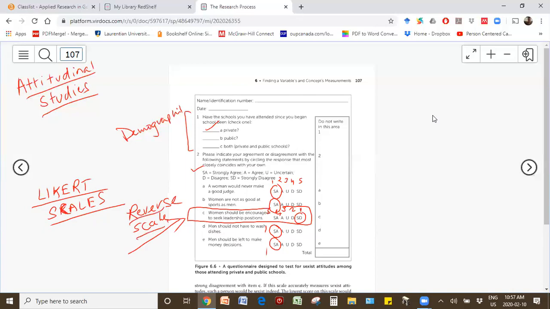Can you think of why you would want to reverse a scale on an attitudinal survey? Why would you want to reverse the scale? They didn't do it just for fun. They did it for a reason. I want you folks to think about what it could be. Could it be so that participants don't notice patterns in their answers? Like they notice that they're scoring all of one particular row?